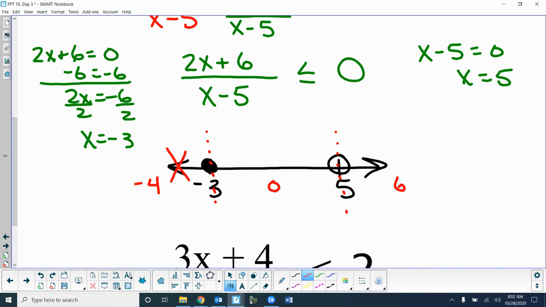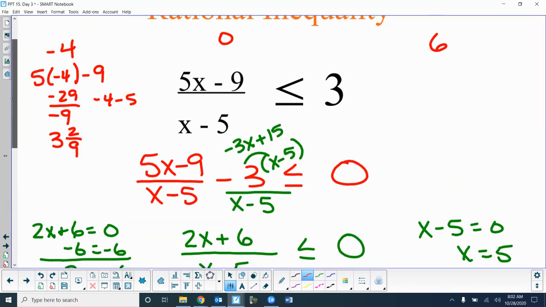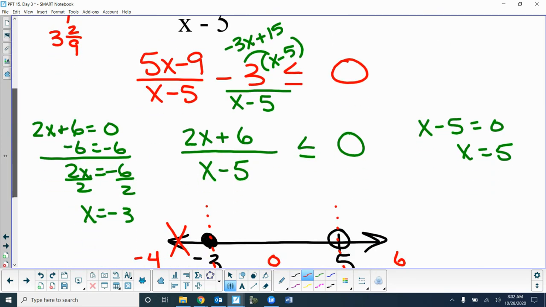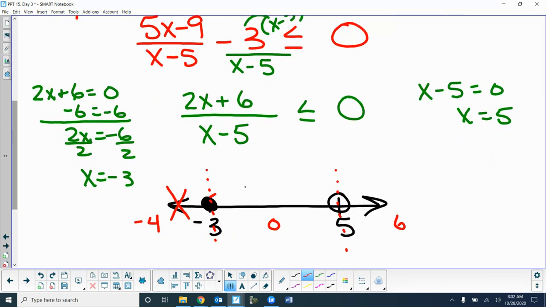Okay? Let's plug 0 in. 5 times 0 is 0, minus 9 is -9 for the top. 0 minus 5 is -5. Okay, so that's a positive 1 4/5. Is 1 4/5 less than or equal to 3? Yeah. So we're going to connect the dot and the circle.